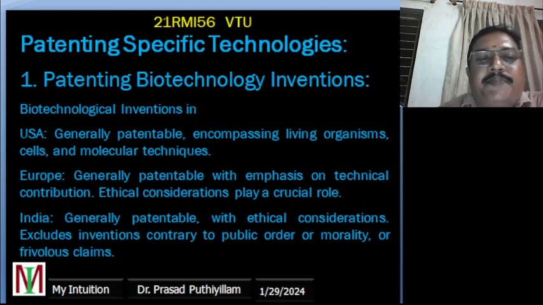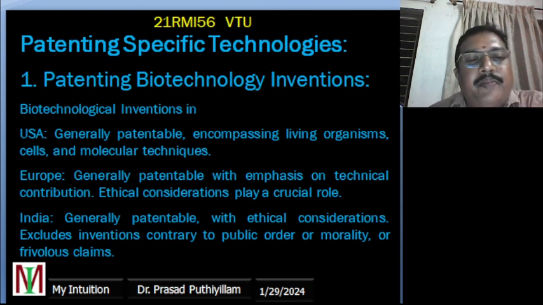Generally, biotechnological inventions in the United States of America are patentable. Biological inventions are patentable, encompassing living organisms or cells and molecular techniques. Not much explanation is given there. But in Europe, they are generally patentable with the emphasis on technical contribution. There should be some technical contribution. Ethical considerations also play a crucial role in Europe.